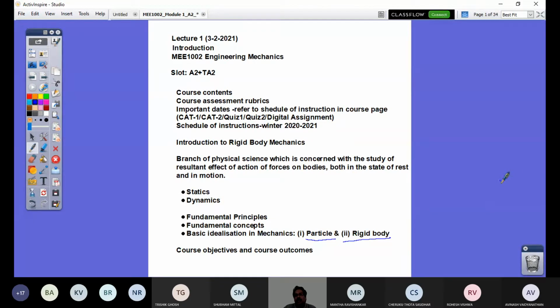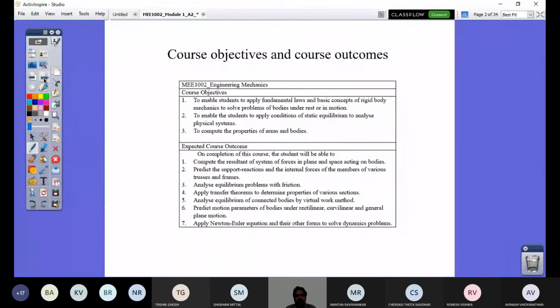As we proceed with the course, we will understand this ideology will be flipped between. We will sometimes solve problems with the particle ideology, sometimes with the rigid body ideology. What is the advantage of considering particle ideology and so on will be very clearly understood by all of you. And then we looked at in the last introductory class what were the course objectives and outcomes. I do not want to repeat it, but this is what we looked at.